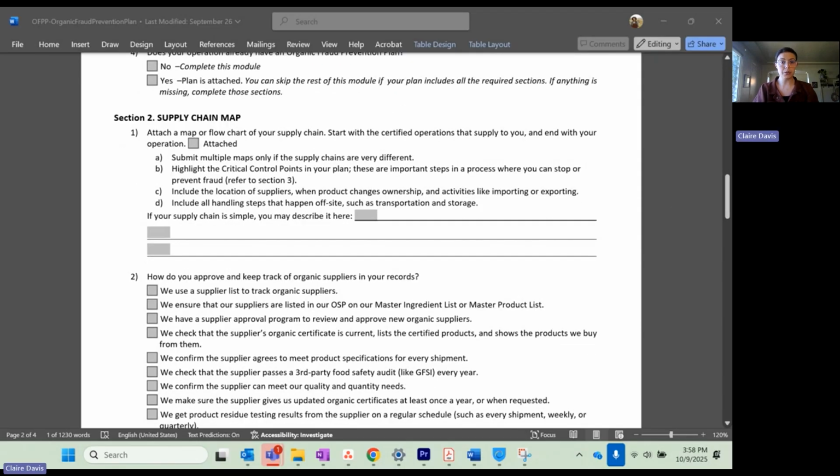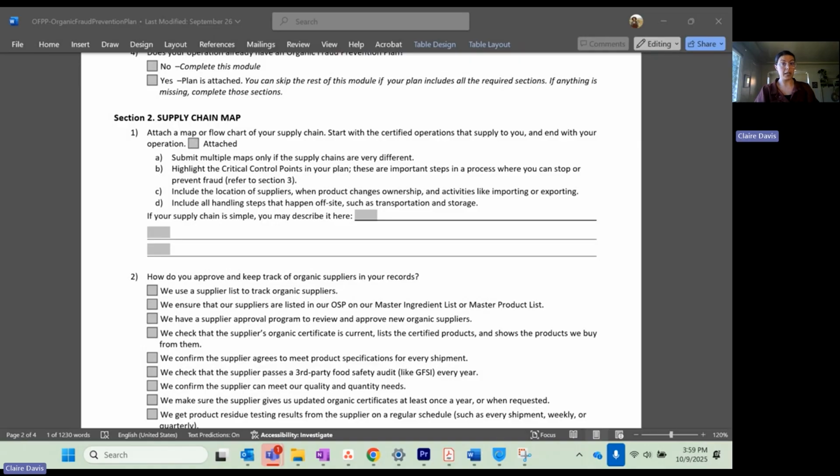Moving on to the supply chain map. So this can be a hand-drawn flow chart as long as it includes the information that we need. We have a helpful list, A through D, of what to include right there. And we essentially just want to be able to visualize the certified organic products coming into your operation. Note that non-organic materials and inputs do not need to be included in this flowchart or schematic, what have you. So those kinds of products, for example, would be reviewed and approved for organic use, but they're not necessarily certified themselves. So don't need to include them in your OFPP.